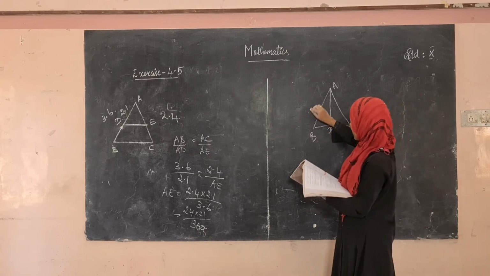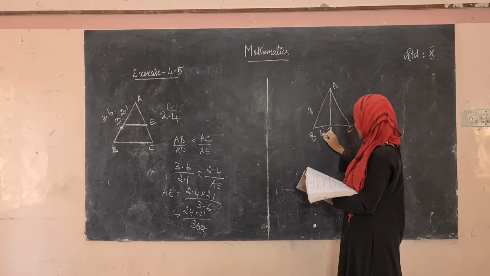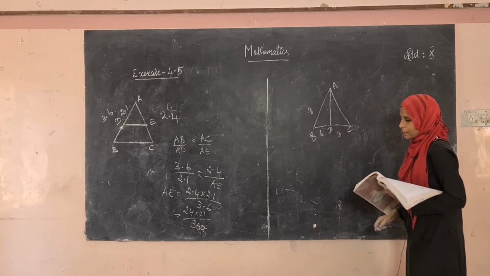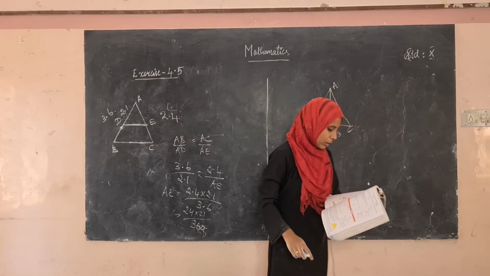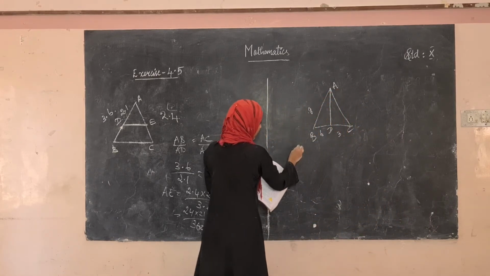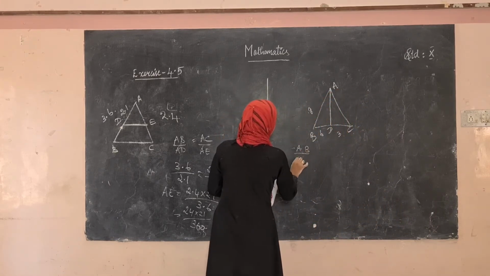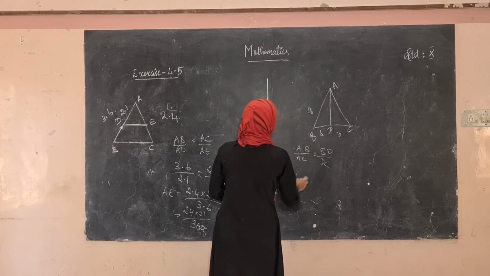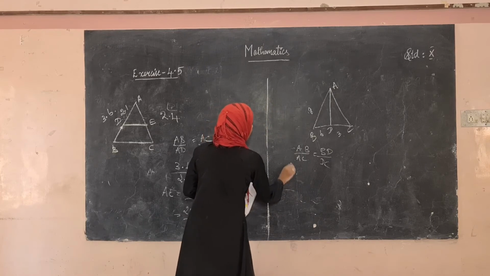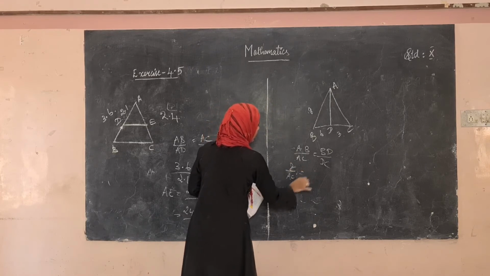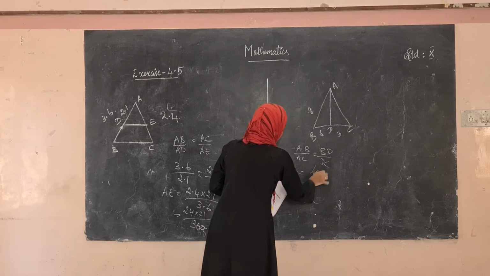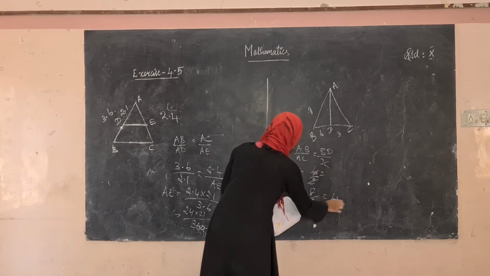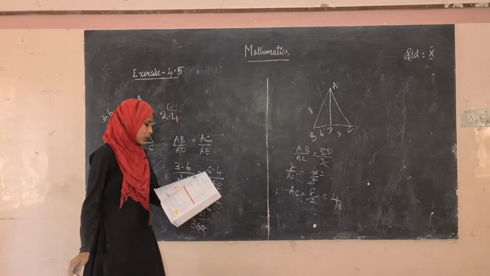AB is equal to 8 centimeter, BD is equal to 6 centimeter, DC is equal to 3 centimeter. Find the value of AC. By the angle bisector theorem, AB divided by AC is equal to BD divided by DC. So 8 divided by AC is equal to 6 divided by 3, which is 2. Therefore AC is equal to 8 divided by 2, which is 4 centimeter. So the option is 2.